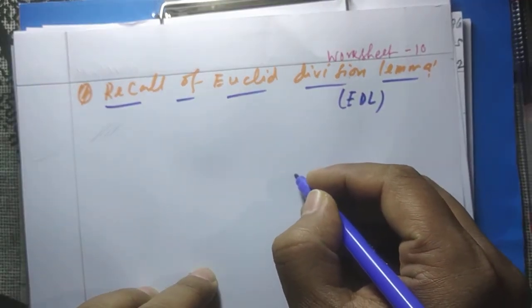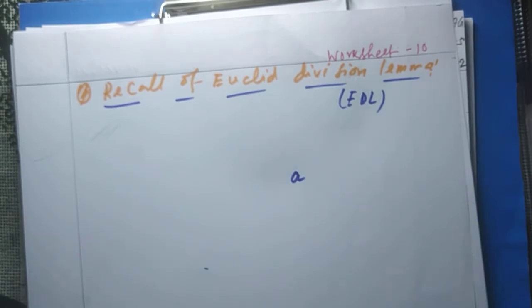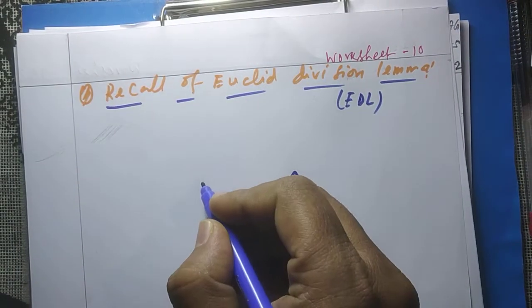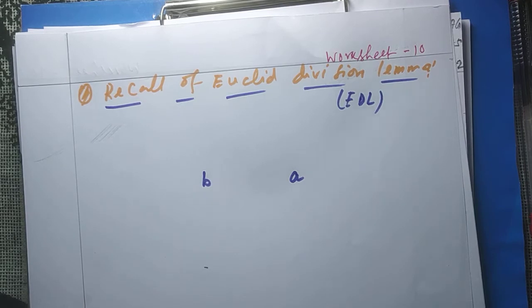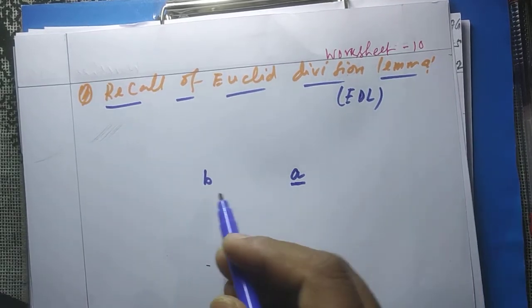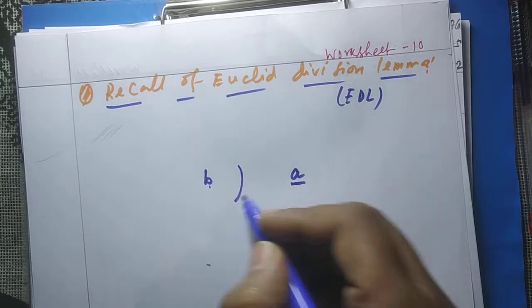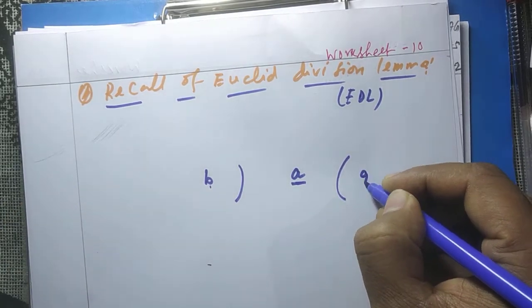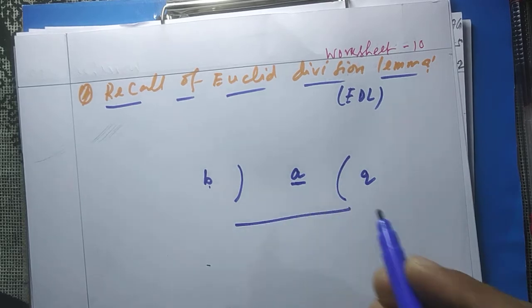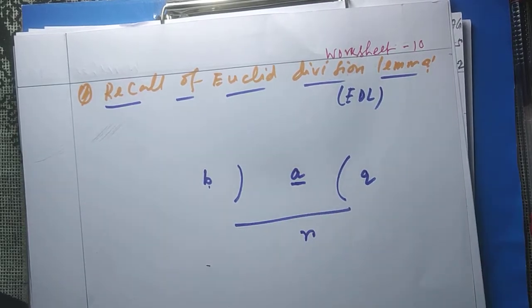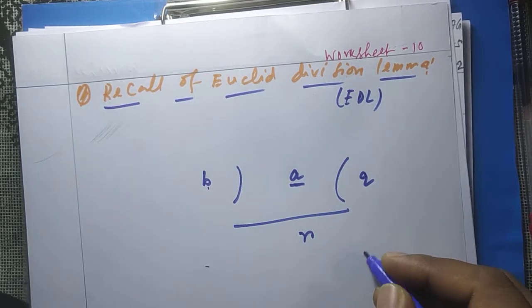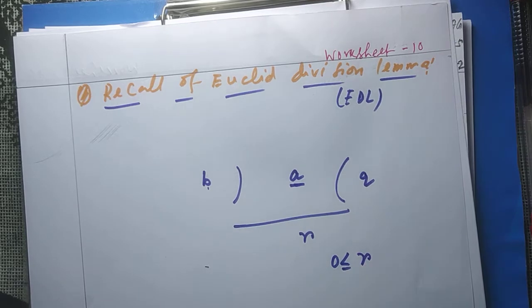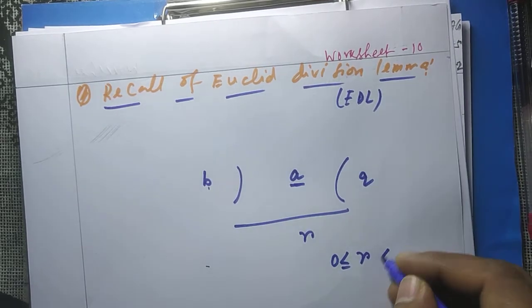Suppose we are taking an integer a, at the same time we are taking another integer b, correct? Now we have to divide this a by the integer b. After dividing we must get a quotient. In this case we are getting the quotient q. Also we are getting some remainder r. Here q is the quotient, r is the remainder. So obviously this r will be greater than or equal to 0, and obviously less than b.